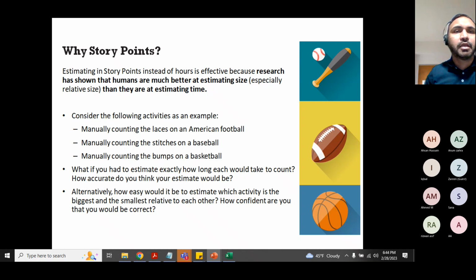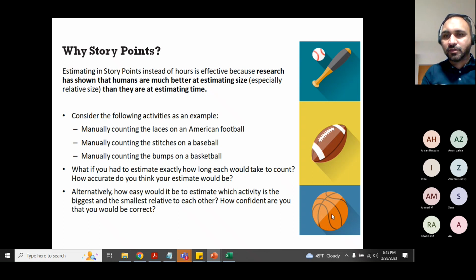Let's take a look over here. So estimating in story points instead of hours is effective, because you might be lost so far. Why are these guys only talking about story points and not emphasizing hours, right? Because research has shown that humans are better at estimating sizing. Conceptually, if they look at something visually, they can size it easily.